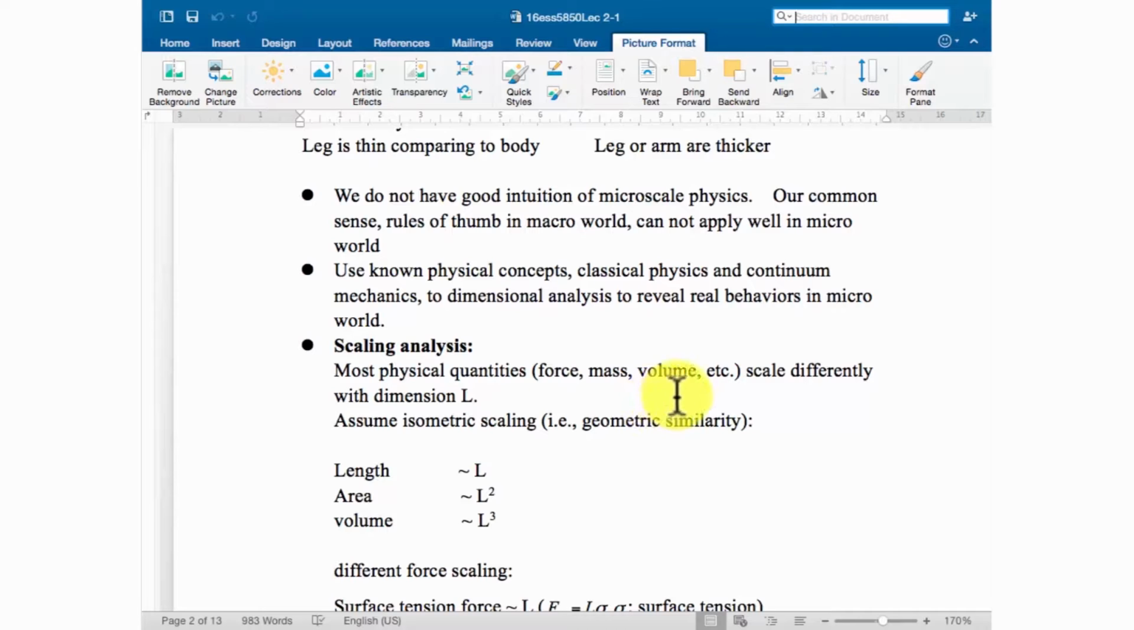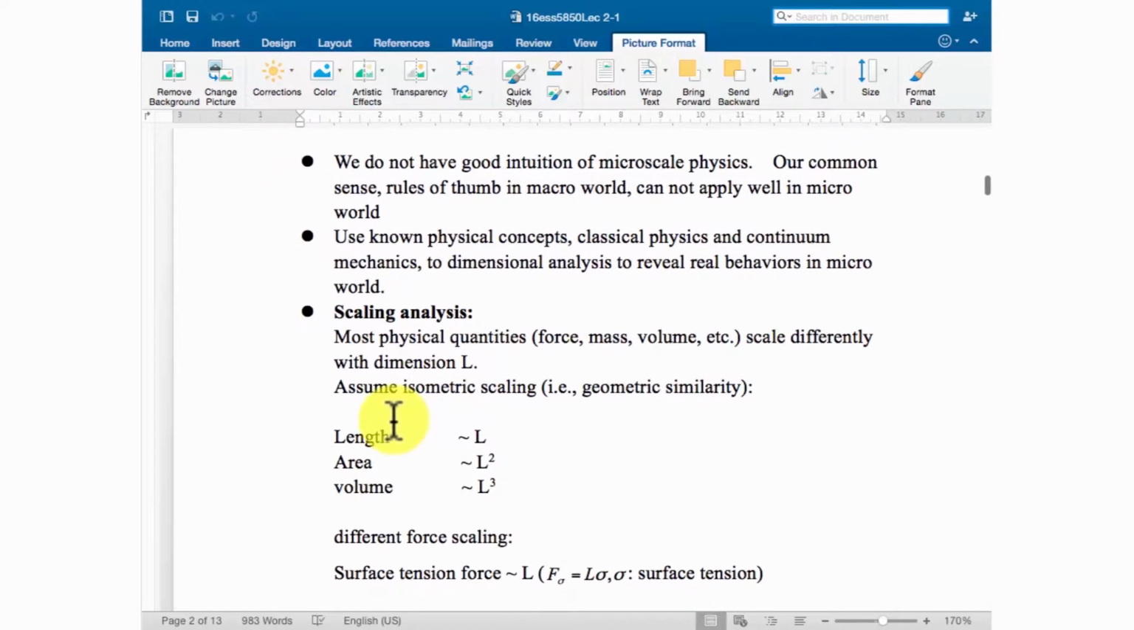Okay, so first we will define, talking about the scaling analysis. Force, mass, volume, and also different kinds of physical quantities scale differently. We can use a very simple symbol to represent the one-dimensional length scale. We call it L to the power 1. Assume the system is an isometric system. I will discuss what the isometric and allometric systems are.